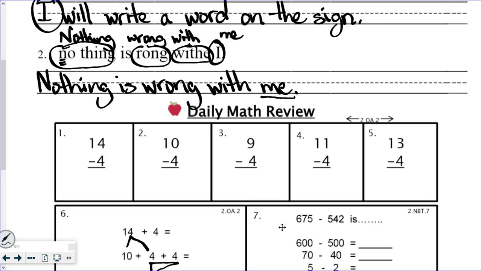Daily math review. This is 14 minus 4 is 10. 10 minus 4 is 6. 9 minus 4 is 5. 11 minus 4 is 7. And then 13 minus 4 is 9. So we got 10, 6, 5, 7, and 9.